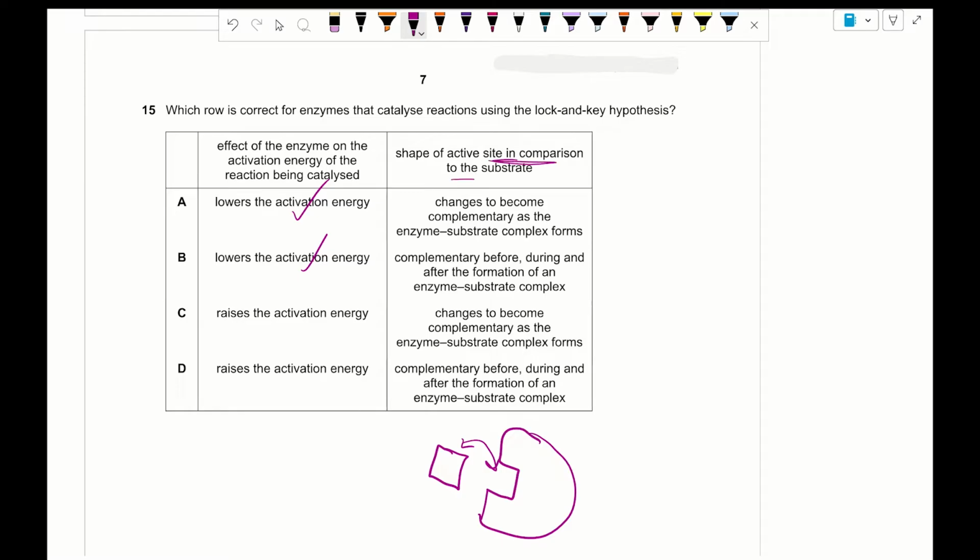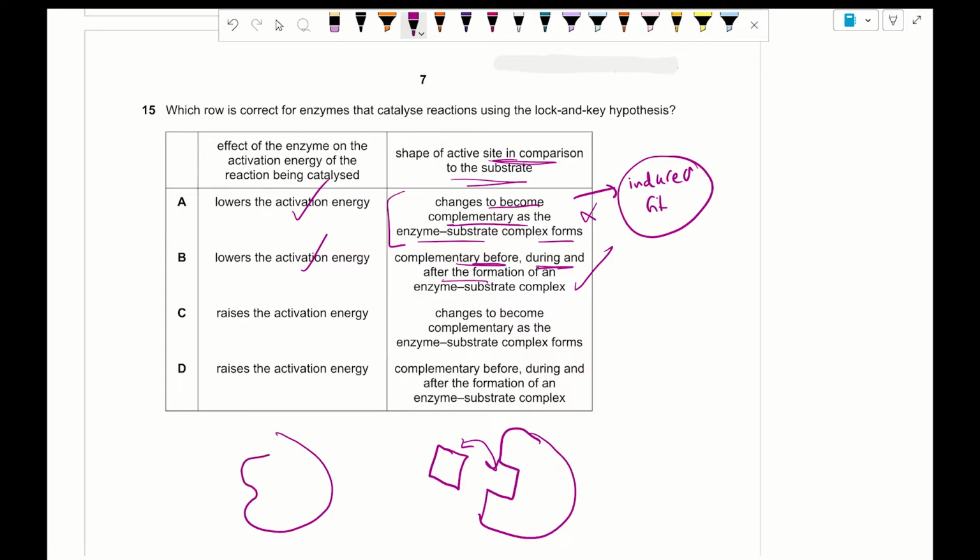Shape of the active site in comparison to the substrate. Now, changes to become complementary as the enzyme-substrate complex forms. This is incorrect. It is complementary before, during, and after the formation. This answer, though, assumes that this is the induced fit hypothesis. The induced fit hypothesis assumed that as the substrate binds, the active site is triggered to change shape to become complementary, but this happens after the binding of the substrate to the active site. Therefore, this is incorrect, and the answer is going to be B.